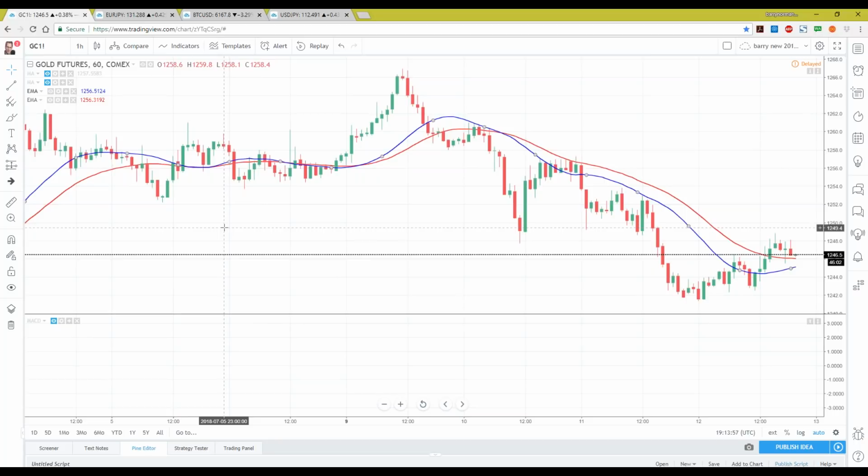We also take a 26-period moving average. So that would take the last 26 bars of the close, add them together, divide it by 26, and plot that on this chart.